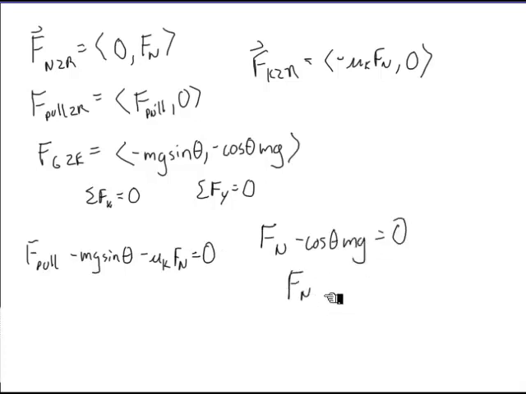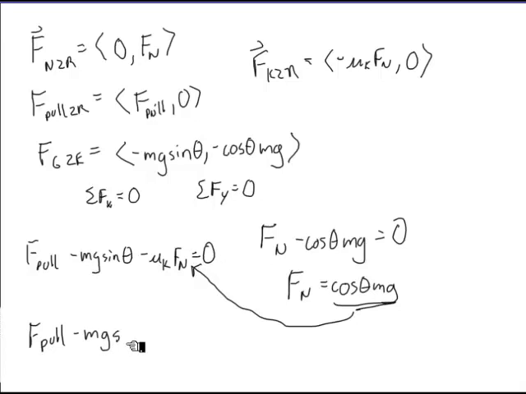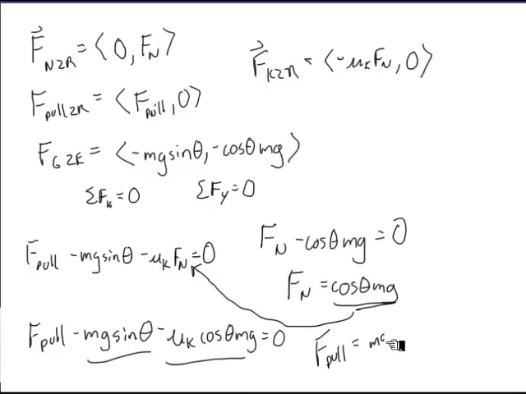Hopefully you can see the substitution. Cosine theta mg gets substituted into here. F pole minus mg sine theta minus mu k cosine theta mg equals 0. Move these two things over to the other side. You get F pole equals mg sine theta plus mu k cosine theta mg.